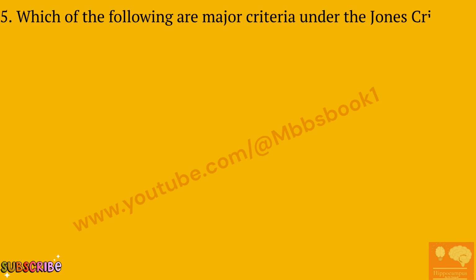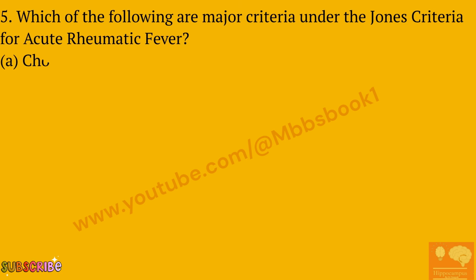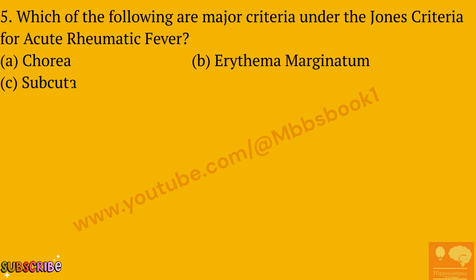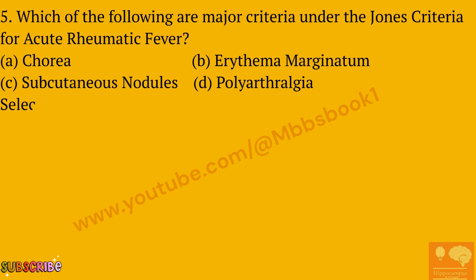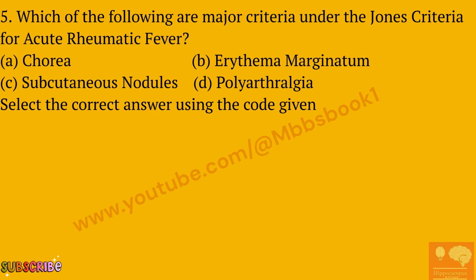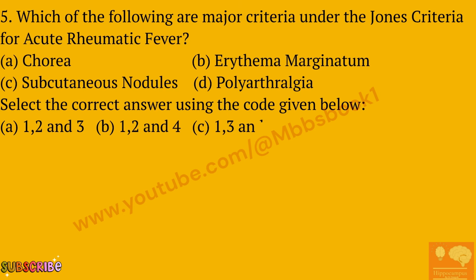Question 5. Which of the following are major criteria under the Jones criteria for acute rheumatic fever? 1. Chorea, 2. Erythema marginatum, 3. Subcutaneous nodules, 4. Polyarthralgia. Select the correct answer using the code given below. A. 1, 2 and 3, B. 1, 2 and 4, C. 1, 3 and 4, D. 2, 3 and 4. Answer will be the option A.